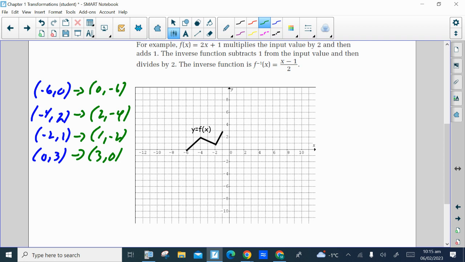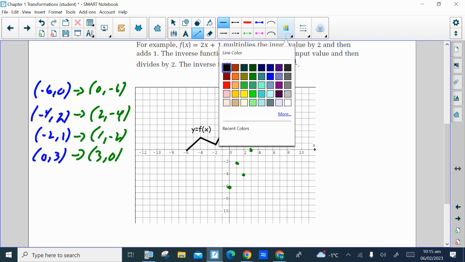So negative 6, 0 becomes 0, negative 6. Negative 4, 2 becomes 2, negative 4. Negative 2, 1 becomes 1, negative 2. And 0, 3 becomes 3, 0. The original graph is a series of lines that are connected, so the inverse will be as well.